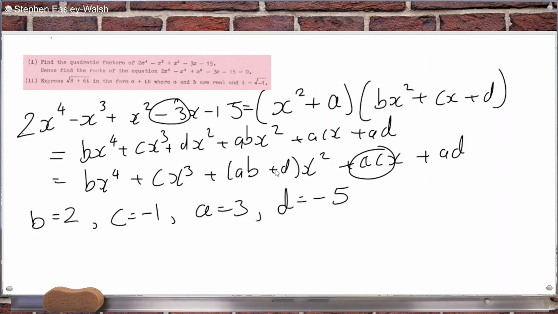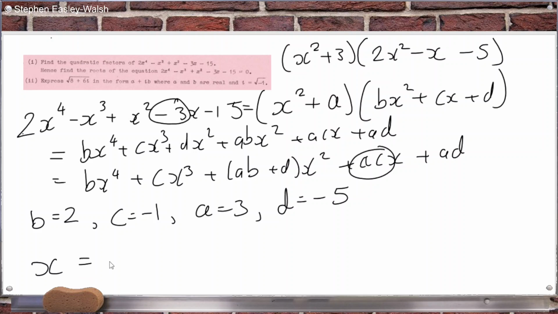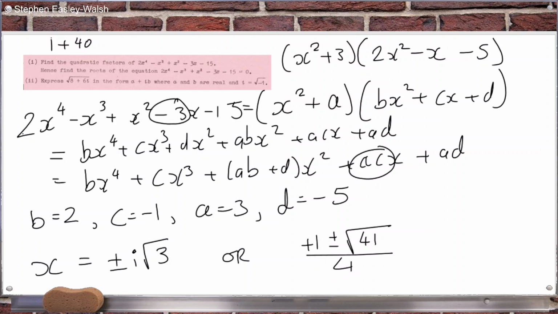Impossible otherwise. So now the factors are x squared plus 3 and 2x squared minus x minus 5. So that means x is plus or minus i root 3, or minus b, which is plus 1 actually, plus or minus the square root of b squared, which is 1, minus 4ac, which is 40 then. So yeah, 1 plus or minus root 41, all over 2a, all over 4. So there you go. They're the four roots.